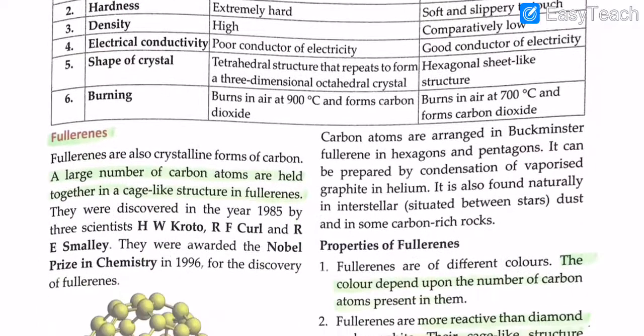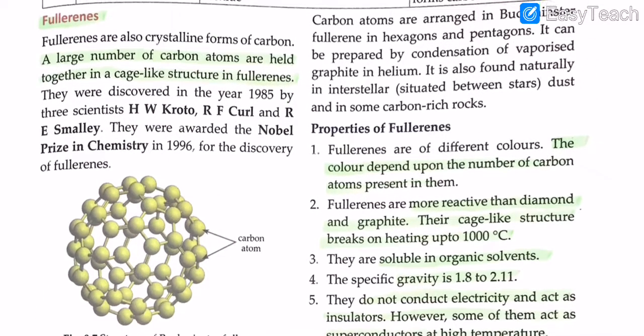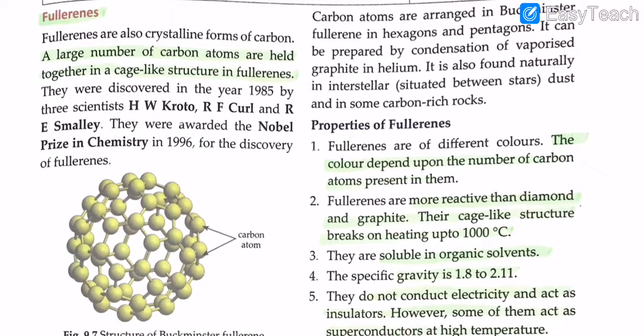Now, finally, the last allotrope of the crystalline form of carbon, which is fullerenes. Fullerenes are also a crystalline form of carbon, and a large number of carbon atoms are held together in a cage-like structure in fullerenes. They were discovered in the year 1985 by three scientists, H.W. Kroto, R.F. Curl, and R.E. Smalley. They were awarded the Nobel Prize in Chemistry in 1996 for the discovery of fullerenes.